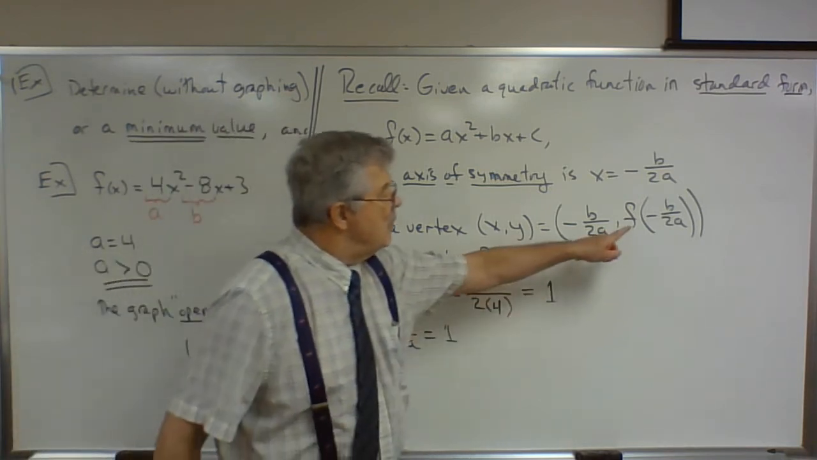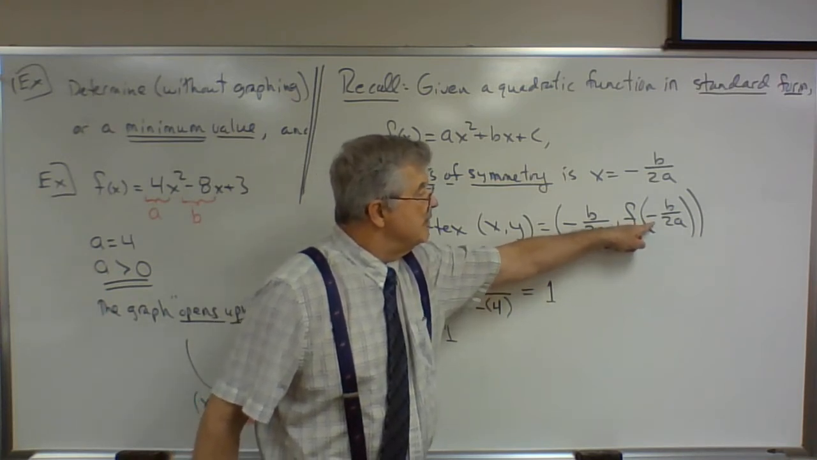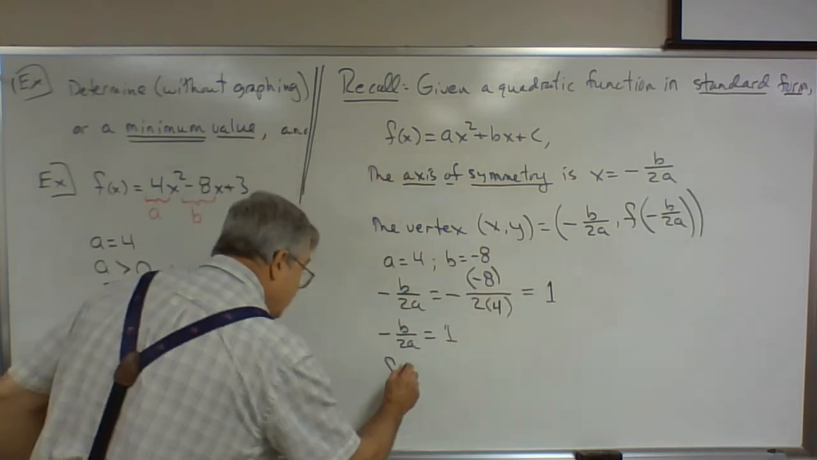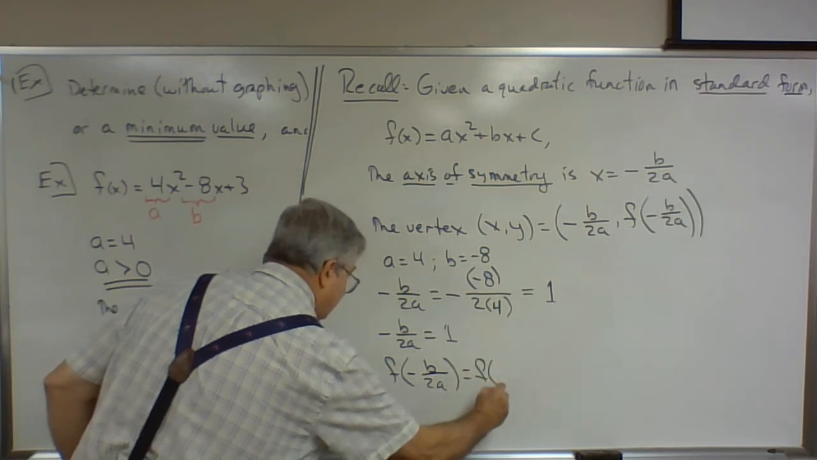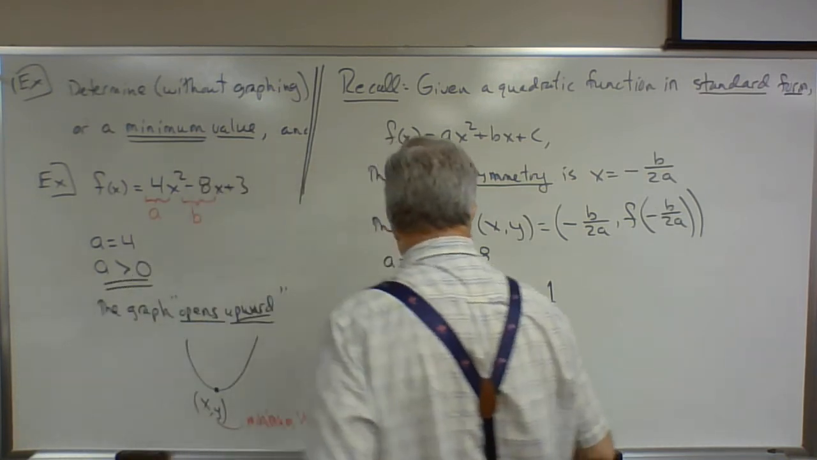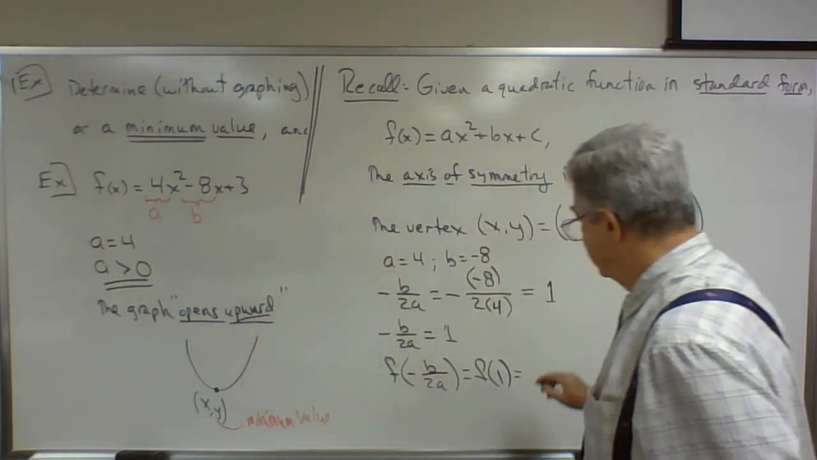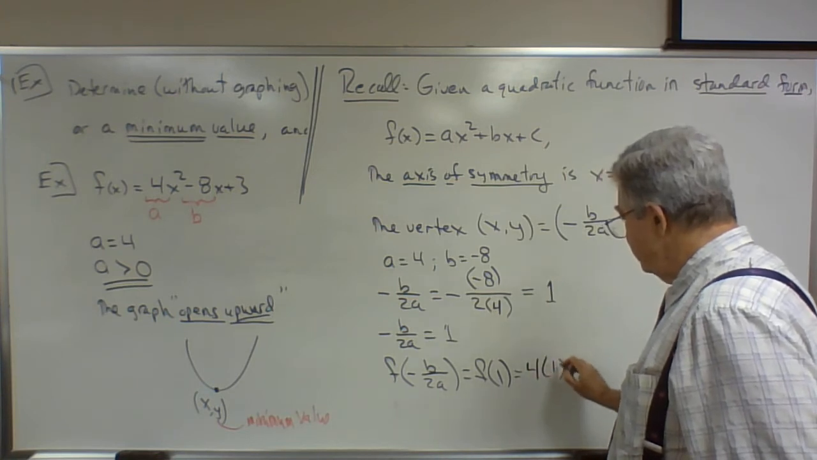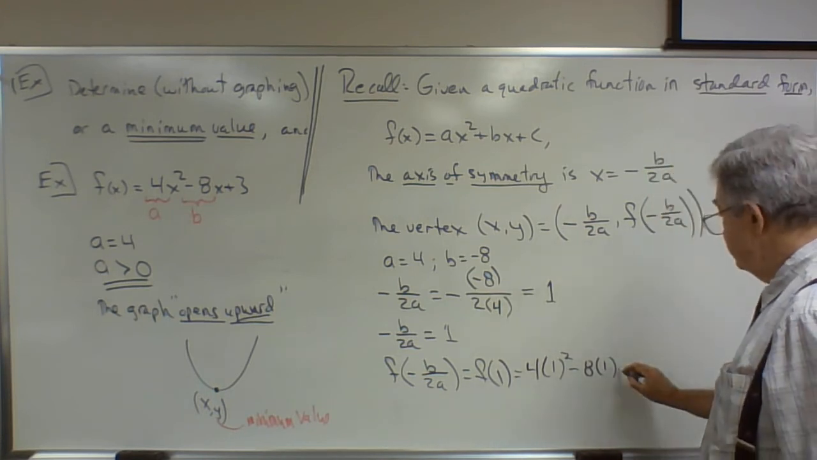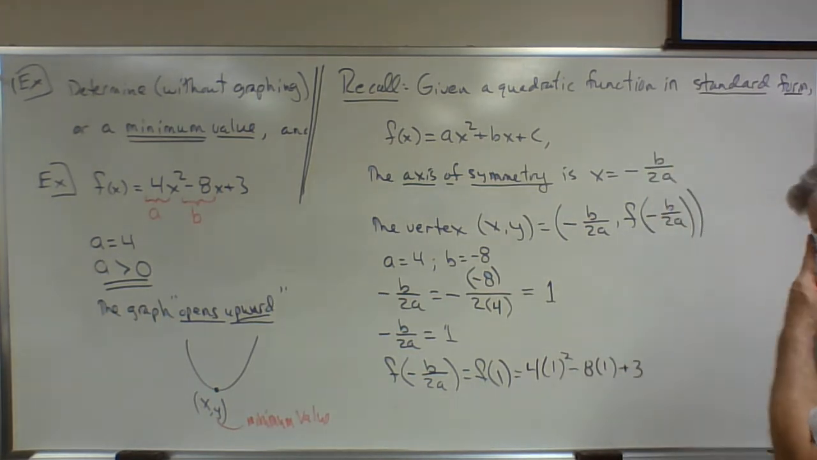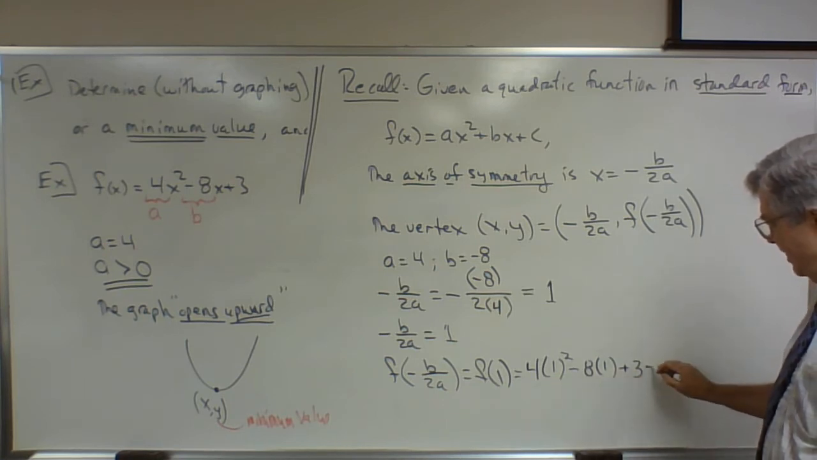And now we want the y coordinate of our vertex, f evaluated at negative b over 2a. F evaluated at 1. We just plug it right in here. 4x squared minus 8x plus 3. So what do we got? 4 minus 8 is negative 4, plus 3 is negative 1.